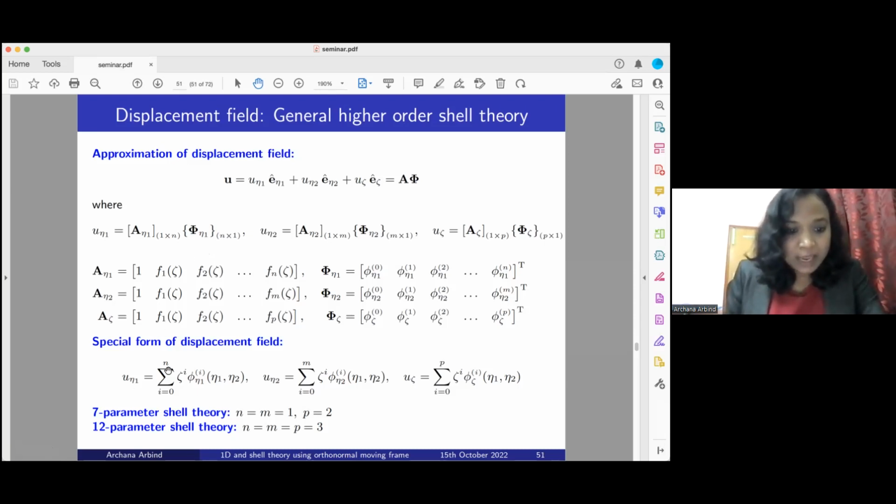So if we set the approximation order as M equal to N equal to 1 and P equal to 2, then it will give us a 7 parameter shell theory. And similarly, if we set them all as 3, it will give a 12 parameter shell theory. The difference here is again the use of the orthonormal moving frame.